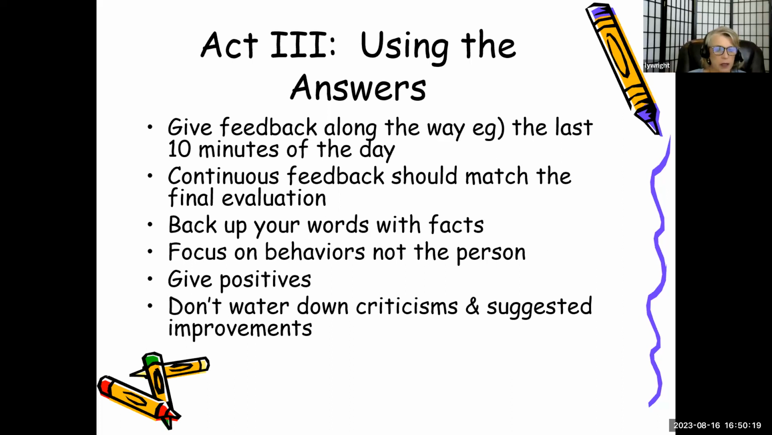That continuous feedback, if you're giving it appropriately and constructively, should match the final evaluation. Have facts to back up the feedback you're providing. Focus on behaviors, not the person, and give the positives, but be careful about trying to water down criticisms, and be sure that you give ways that they can improve.